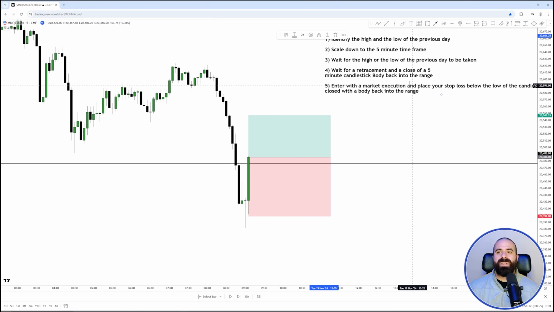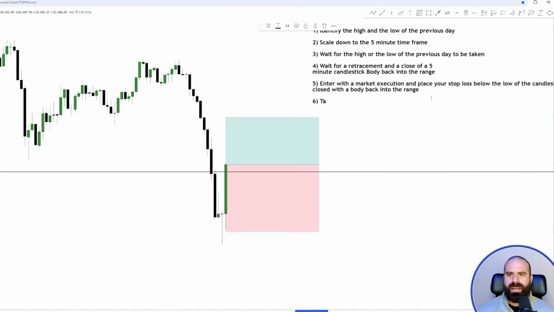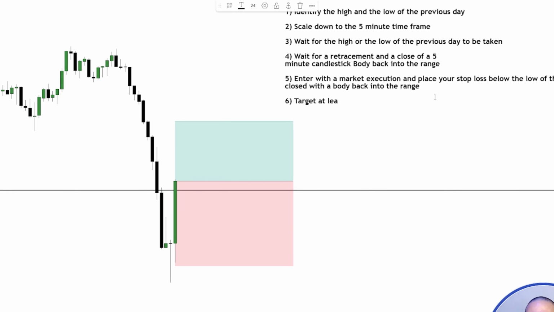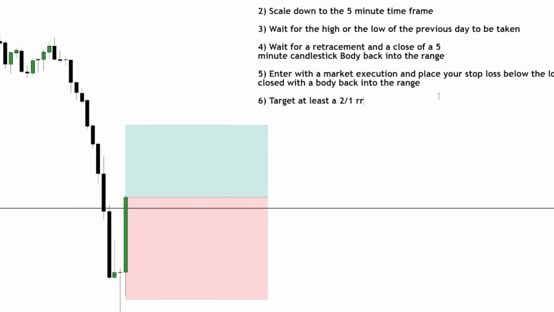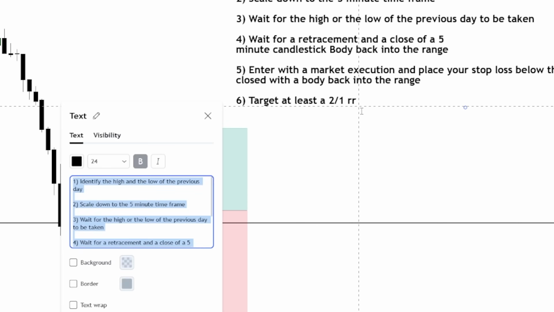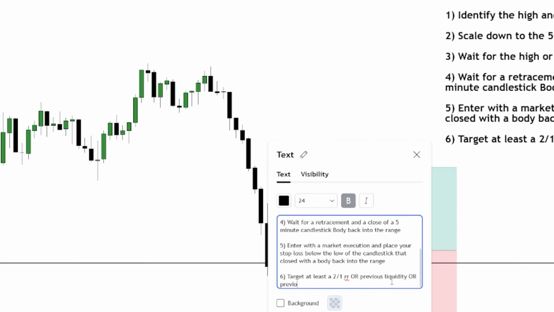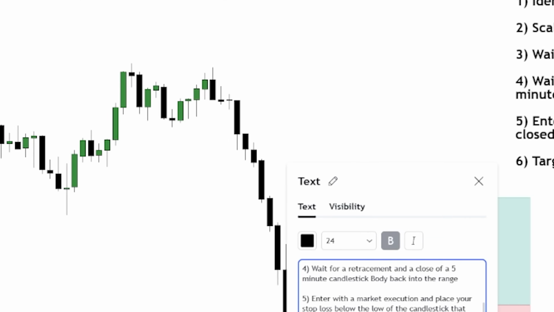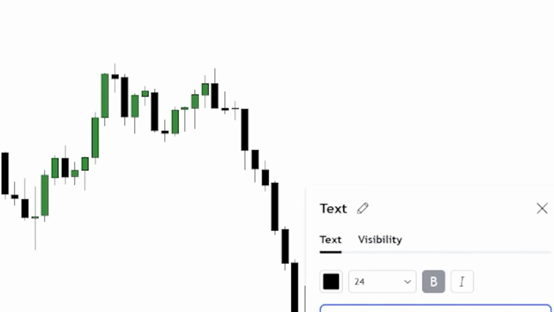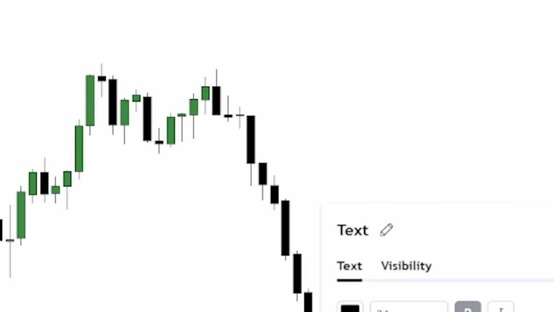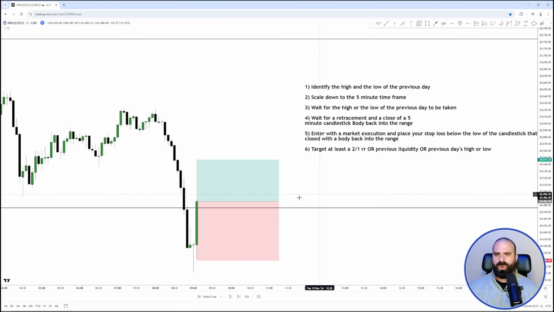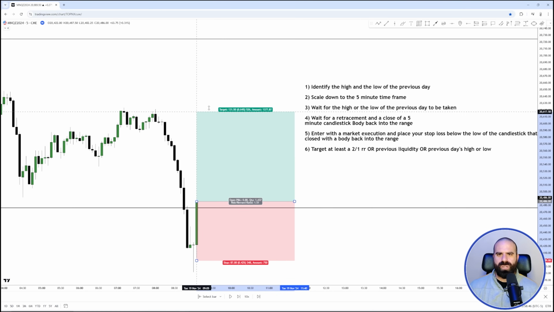Now, number 6. This is another very important thing, where to target. Target at least a 2-to-1 reward to risk, or liquidity, or previous day's high or low. In this occasion, high, of course. Okay, those are the simple rules and we're gonna repeat them in other examples later on.